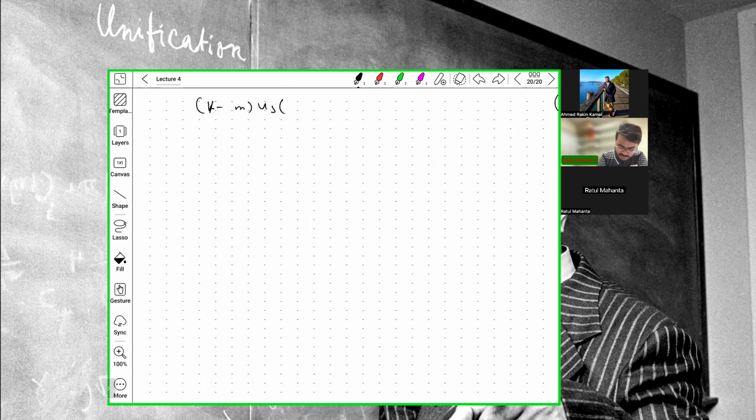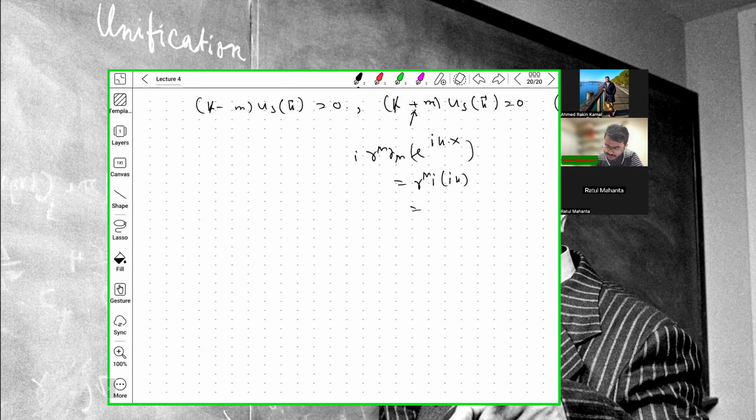u_s(k) equals 0, and this should be plus. It is because you can directly plug in and see, because e to the power ikx gamma mu del mu will be with a minus ik, and in the Dirac equation there was a minus m.